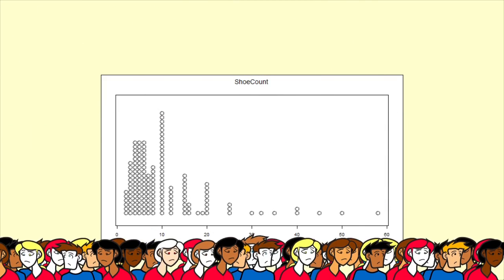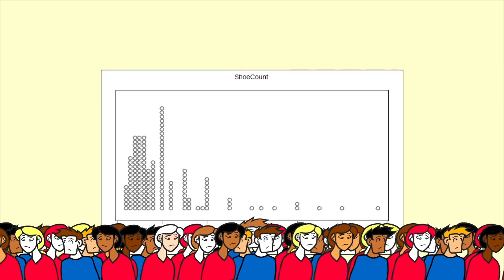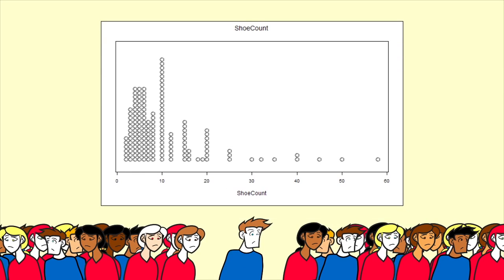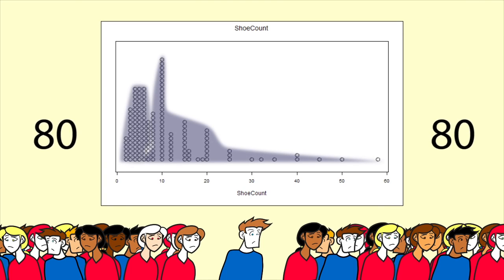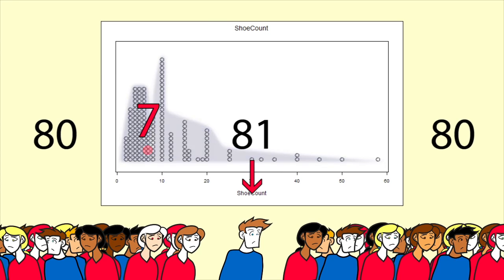There are 161 students represented in our data set, so halfway is student number 81. There are 80 students above and 80 below. That student in 81st place said he or she had 7 pairs of shoes, so the median is 7.